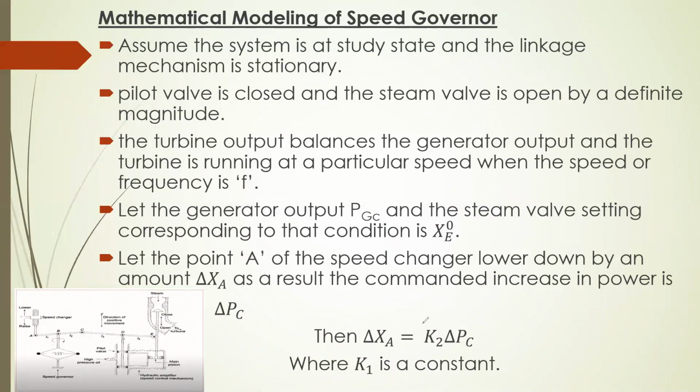So here I am taking the proportionality. See, delta XA is directly proportional to delta PC. So I can write delta XA is equal to K2 into delta PC. Here we have to write it as K2, just make a note. Where K2 is a constant. Just remember this: the change in speed changer position setting will create a change in input power, and both are in proportion to each other. So delta XA is directly proportional to delta PC. If I remove the proportion, I can write it with a proportionality constant, so delta XA is equal to K2 into delta PC. I am writing K2, and I am taking K1 as the other value.